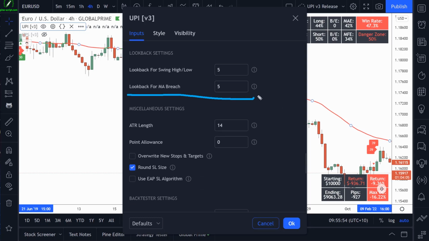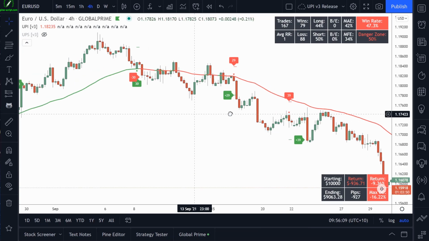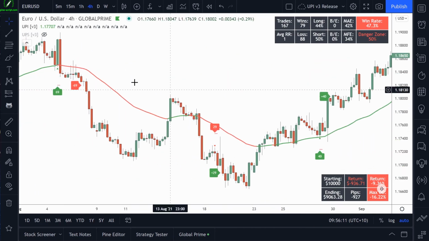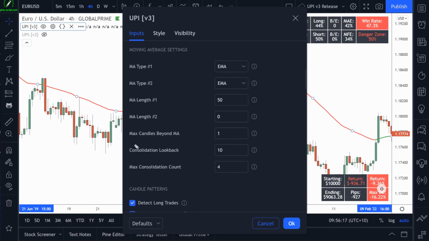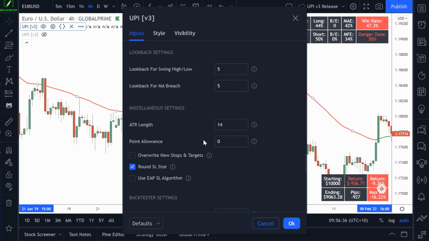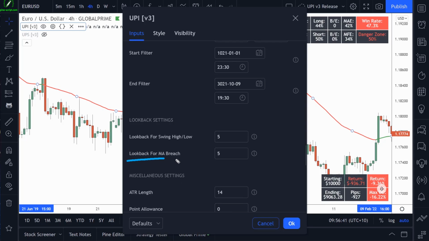The second lookback is our MA breach lookback. This isn't for our exit reasons. This is for our EMA invalidation. And what I mean by that is, it's for this setting here, our max candles beyond MA. By default, we can only have one candle maximum close beyond the moving average before our entry pattern can be detected and considered valid. This MA breach lookback period here is how far back we look for that breach.